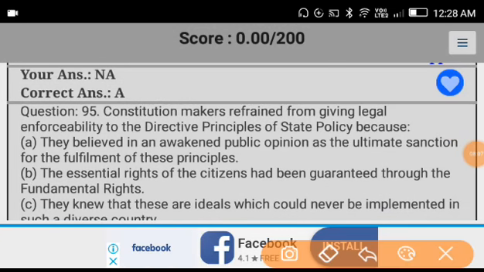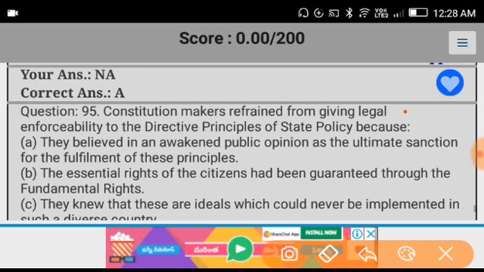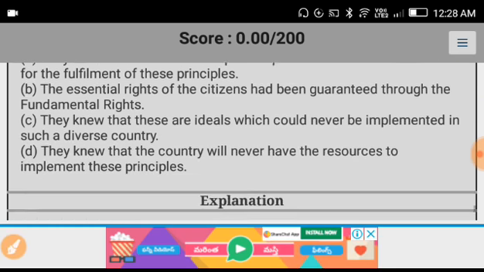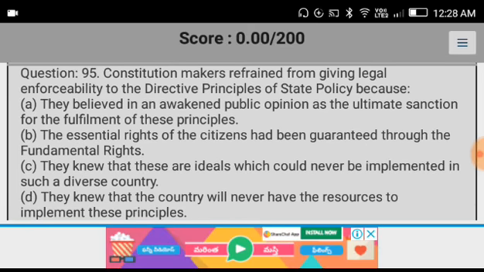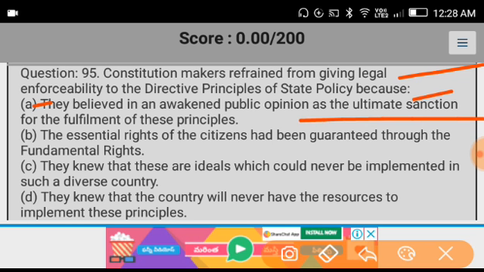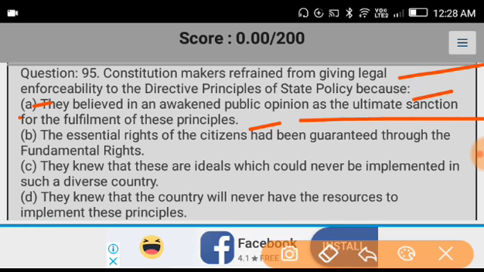Our next question: Constitution makers refrained from giving legal enforceability to the directive principles of state policy because they believed in the awakened public opinion as the ultimate sanction for the fulfillment of these principles. Yes, public opinion is important here. So it is correct. And second, the essential rights of the citizen had been guaranteed through fundamental rights.